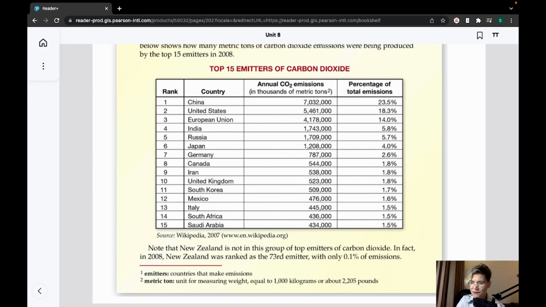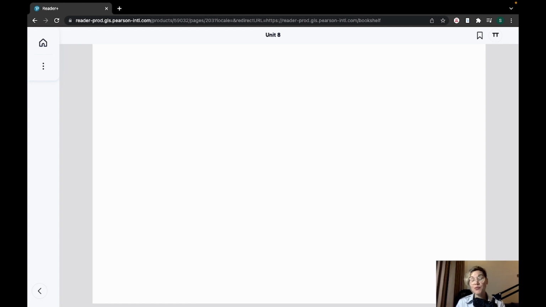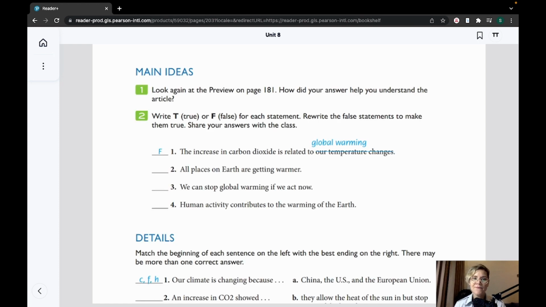Okay, that brings us to the main ideas, the main points. You're going to look at the 4 statements and write down T for true or F for false for each statement. And if it is wrong, please rewrite the false statement. For example, number 1. The increase in carbon dioxide is related to our temperature changes. That's false. It is related to our global warming. Now, you can pause the video to answer number 2, 3, and 4.